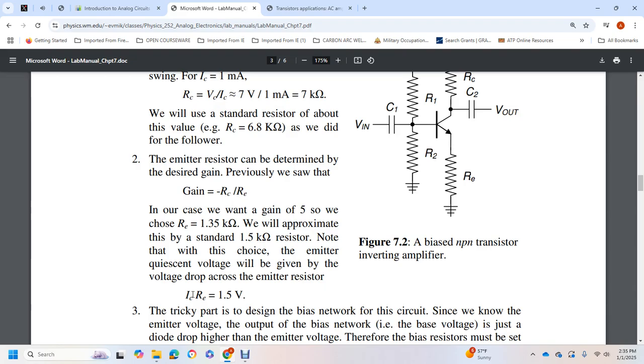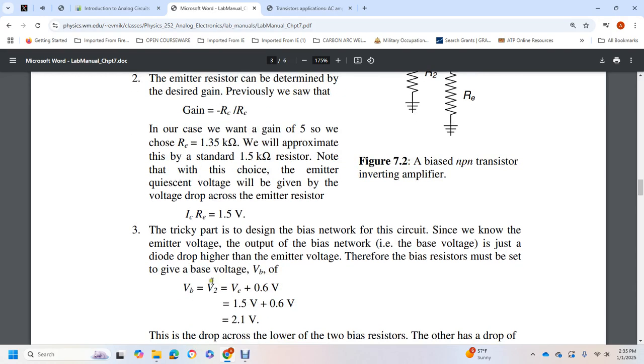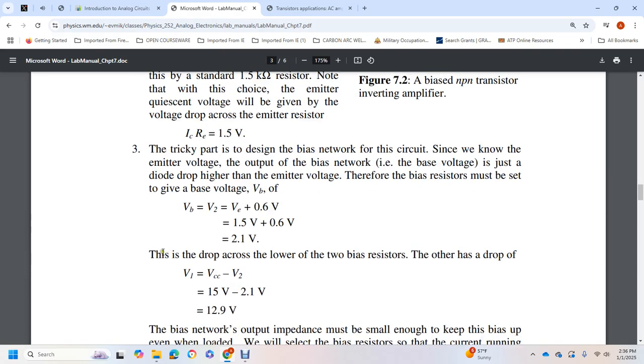Note that the emitter quiescent voltage will be the voltage dropped across the emitter resistor at the emitter current, giving an emitter voltage of 1.5 volts. The tricky part is designing the bias network. We know that the base voltage is just a diode drop higher than the emitter voltage. Therefore, the base voltage, voltage 2, equals the emitter voltage plus 0.6, which is 2.1 volts. The drop across the upper bias resistor is voltage 1 equal to the supply voltage minus voltage 2, giving us 12.9 volts.